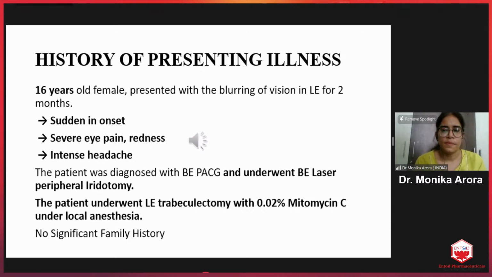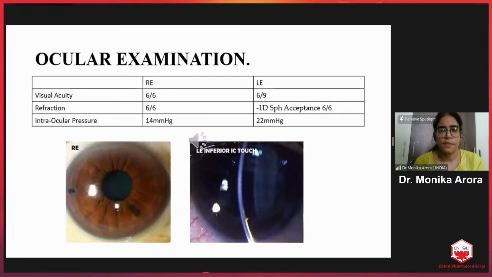The patient was diagnosed with both eye primary angle closure glaucoma and underwent both eye laser peripheral iridotomy. The patient underwent left eye trabeculectomy with 0.02% mitomycin C under local anesthesia. There was no significant family history. An ocular examination shows visual acuity in right eye 6/6, whereas in left eye 6/9 with -1 diopter spherical. The best corrected visual acuity was 6/6.